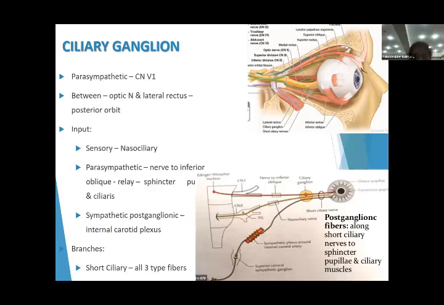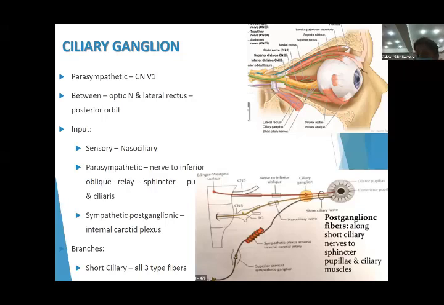Let's come to the ciliary ganglion. Ciliary ganglion is one of the parasympathetic ganglia of the head. We've already done two parasympathetic ganglia. We've done the otic ganglion, which was for the supply of the parotid gland. Then we did the pterygopalatine ganglion. You know, it supplies the glands of the palate, basically the glands of the mouth cavity.